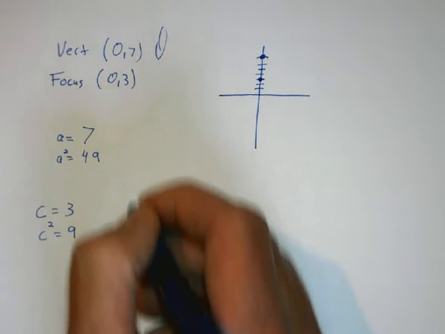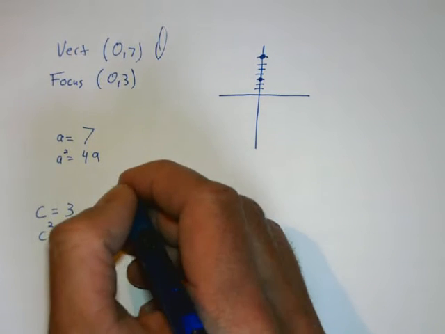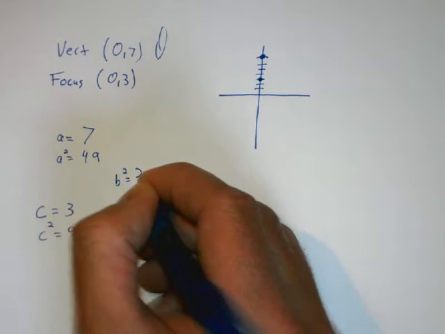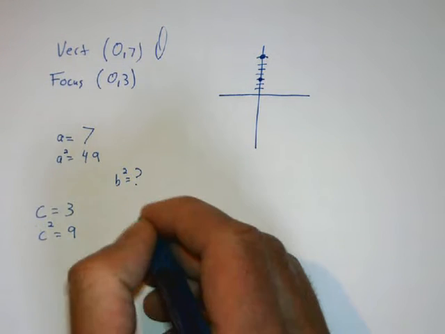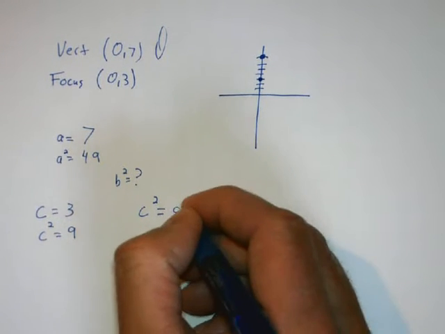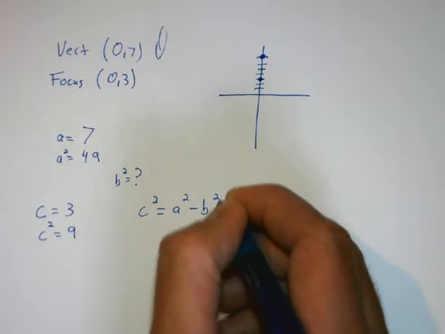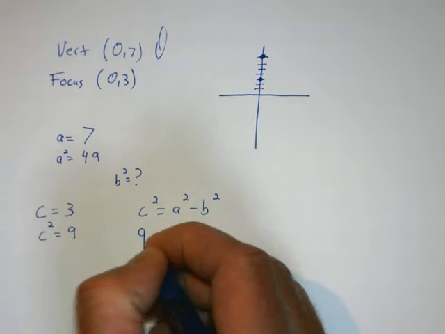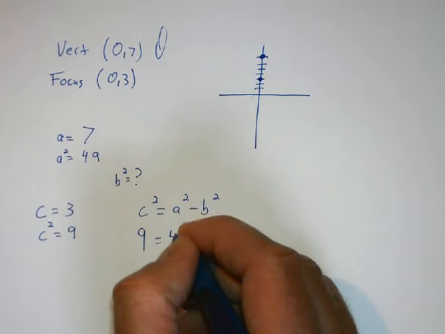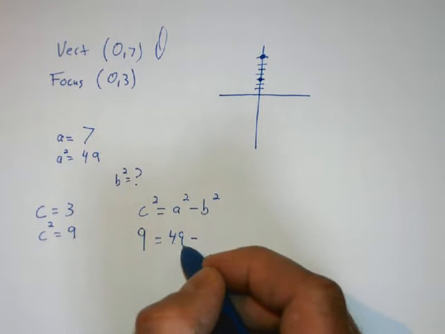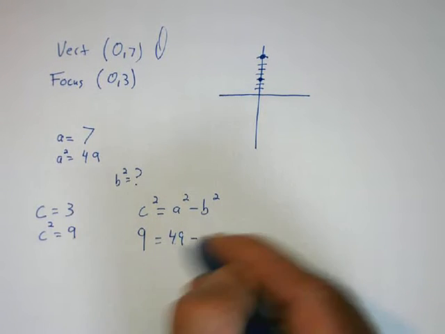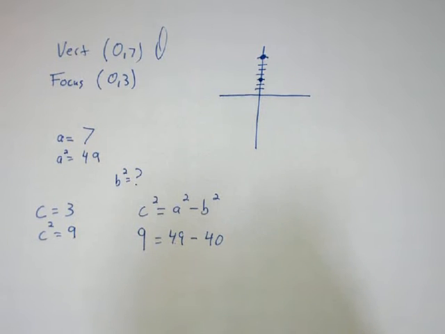Now this is the case where we do have to figure out what b squared is, because we don't know. So we know that c squared has to equal a squared minus b squared. Well, if c squared is 9 and a squared is 49, 49 minus what is 9? Well, it has to be 40.